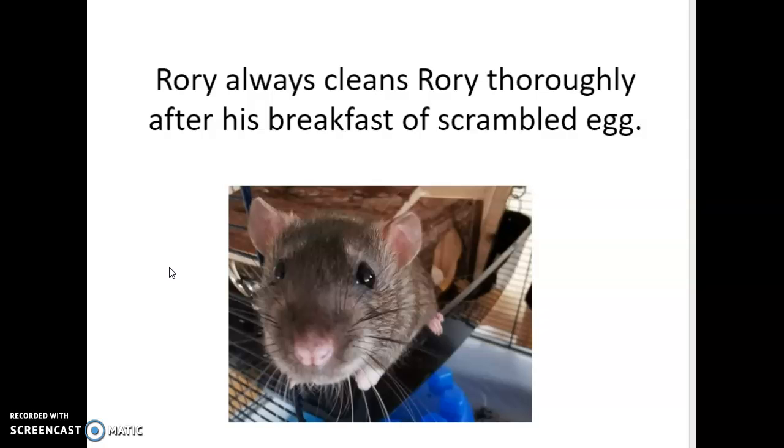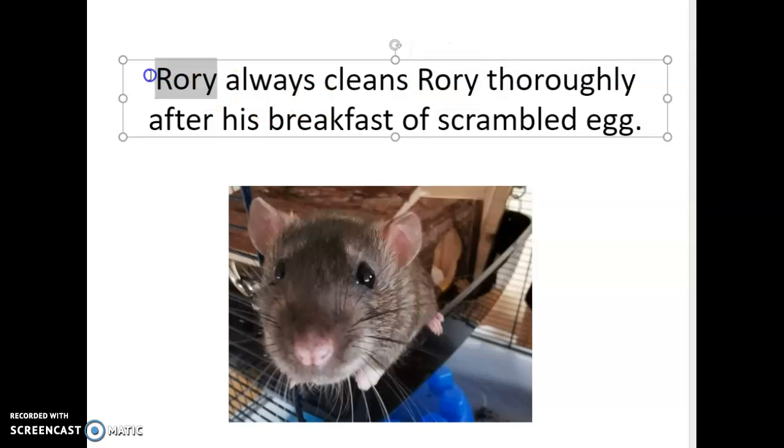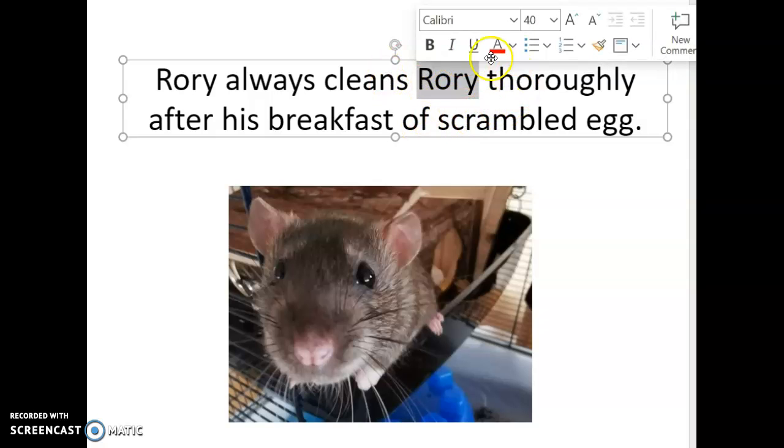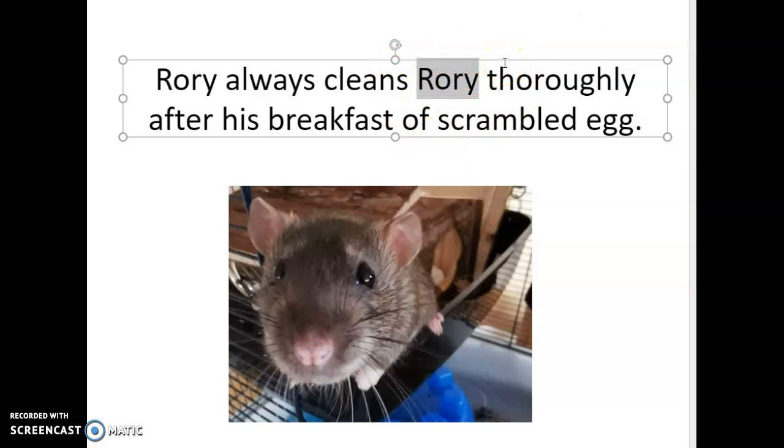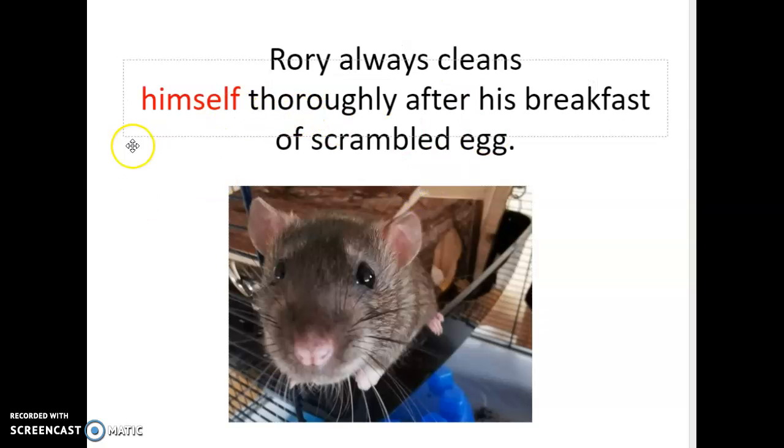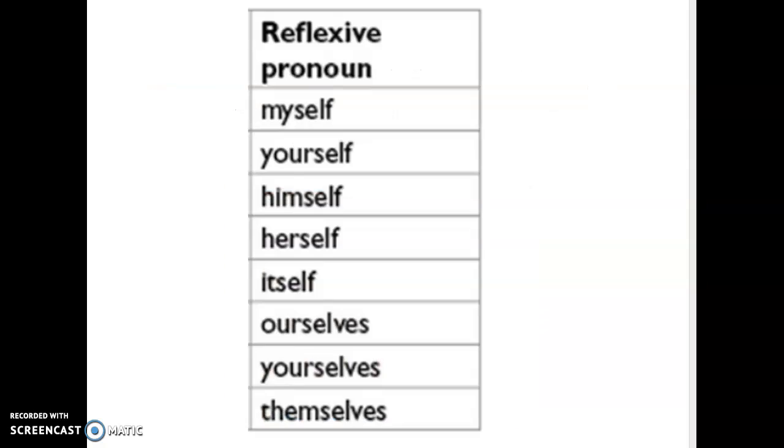Rory always cleans Rory. I mean, it makes sense, but what we need to think about is how we would replace, because the subject and the object are the same, we need to think about how we'd replace Rory here with a reflexive pronoun. So that would turn to Rory always cleans himself thoroughly after his breakfast of scrambled egg. So that's just an example of how you can use a reflexive pronoun. And here is a list of different types of reflexive pronoun you might come across.